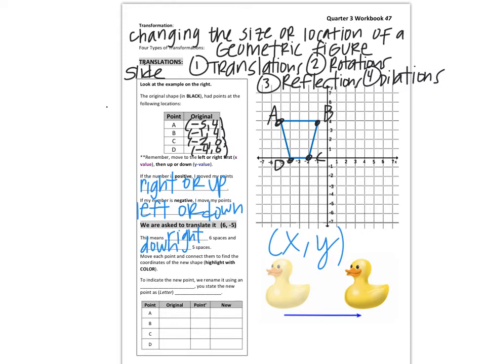To indicate the new point, we talked about this last time, rename it using a prime. You state the new point as letter prime with the apostrophe. So like A would become A prime. So go ahead and recopy down the ordered pairs from the table above for A, B, C, D down here in the original column.